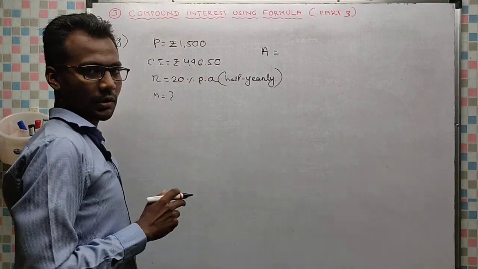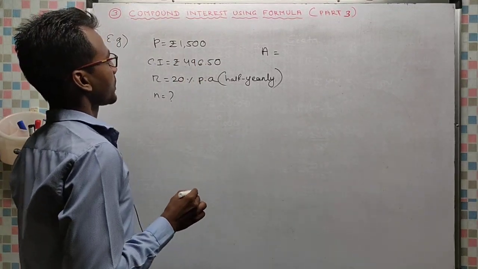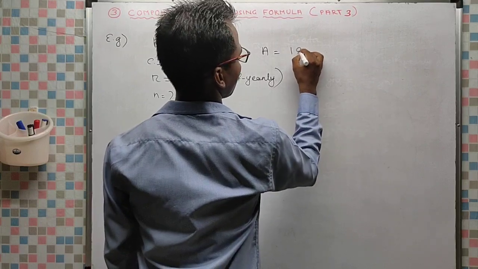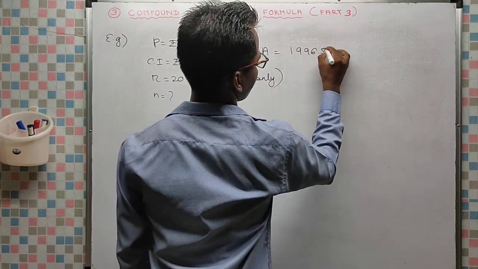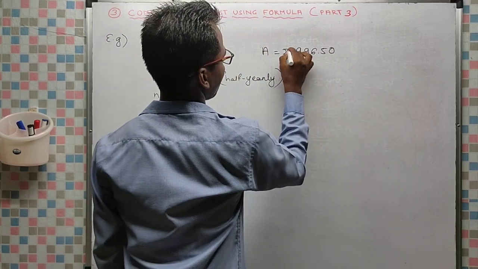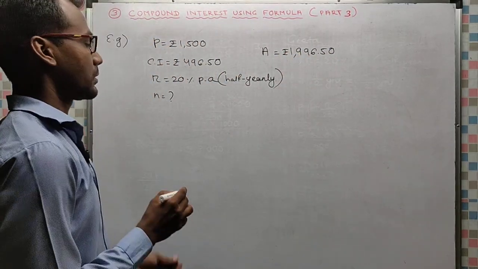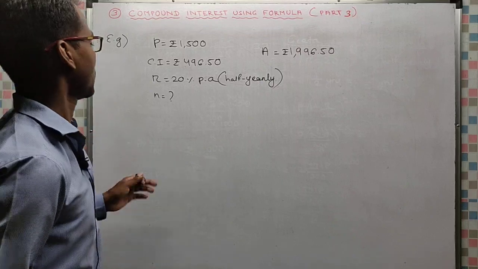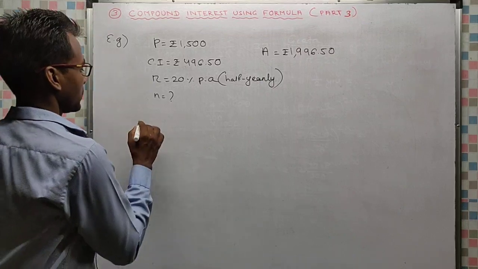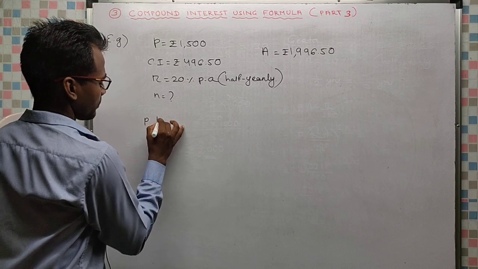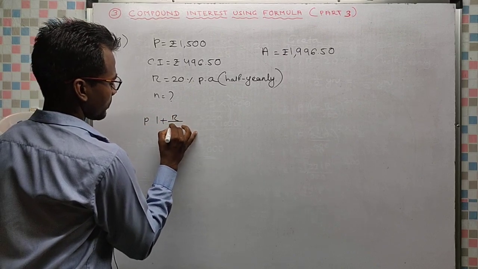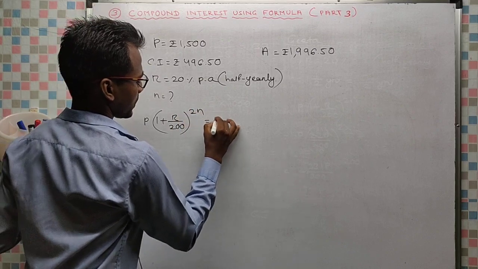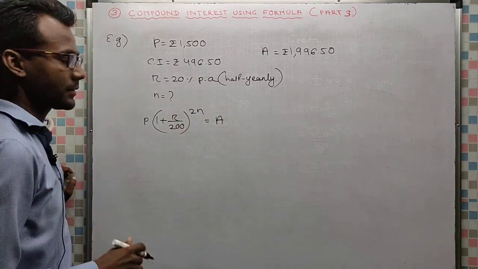Principal plus interest. So 1500 plus 496.50 is equal to 1996.50. Okay. So 1996.50, this is the amount. We are required to find the time. Let us use the formula: P into (1 plus R by 200) power 2n is equal to amount, because this is half yearly.